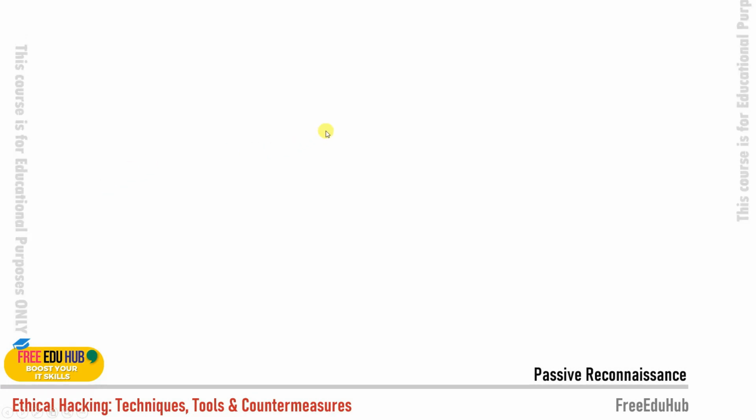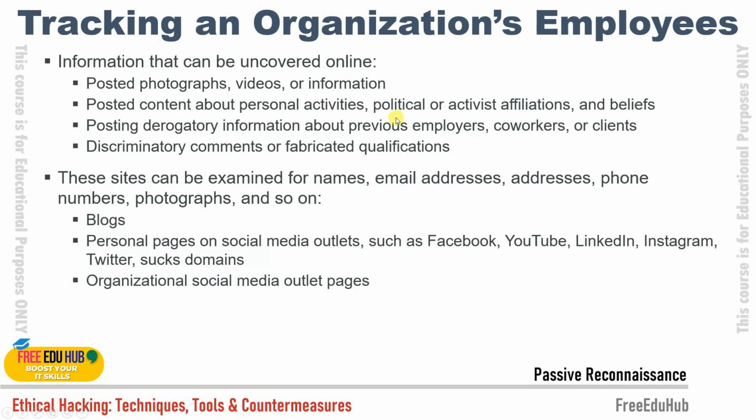Now further, if we look at the tracking of the organization's employees, we can get some information that can be uncovered online, like if they are posting photographs, videos, and information about the events which are taking place in the organization, posted contents about the activities, personal activities, political activities, affiliations, etc., posting derogatory information about previous employers and co-workers, and then discriminatory comments or fabricated qualifications, etc., which they post quite often on different websites.